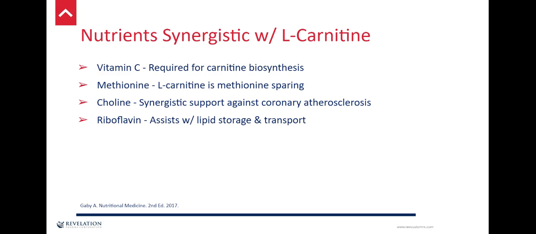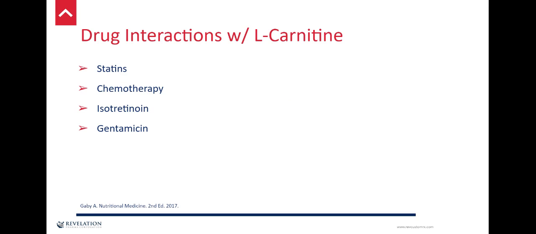Then some of these other agents are also good, of course, in the energy and fat burning process. Methionine: L-carnitine is actually methionine sparing. So a lot of these just partner very well in the whole weight loss, fat burning, and energy generation process. And then choline is synergistic support against coronary atherosclerosis, and there are some promising studies looking at that. And then riboflavin assists with lipid storage and transport, so it works in unison with L-carnitine in doing that.